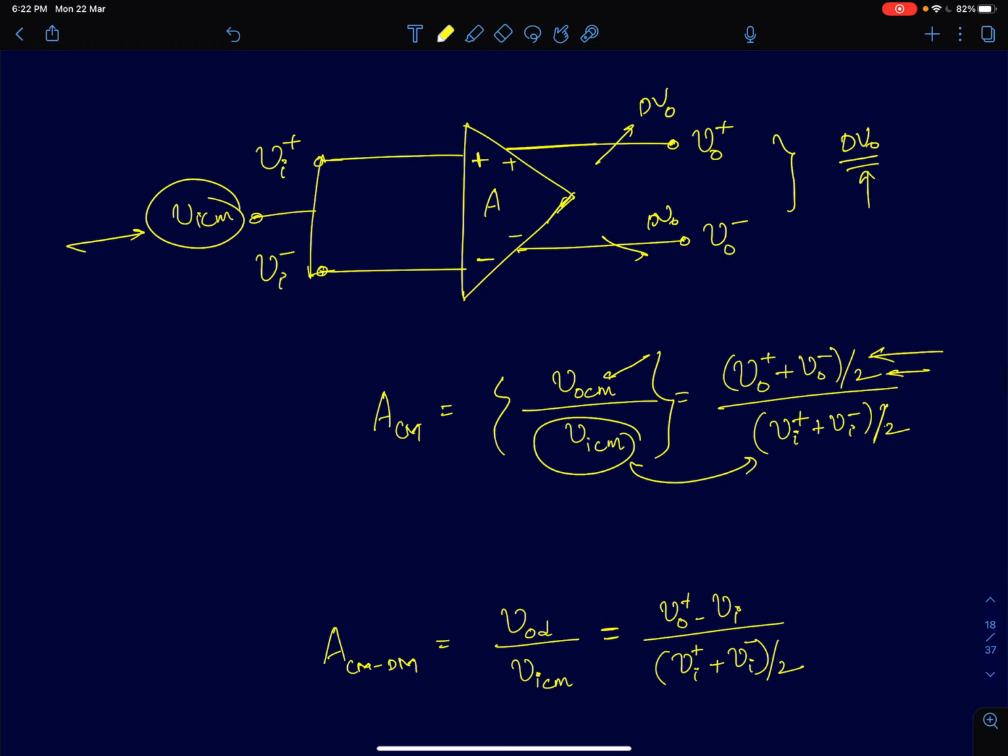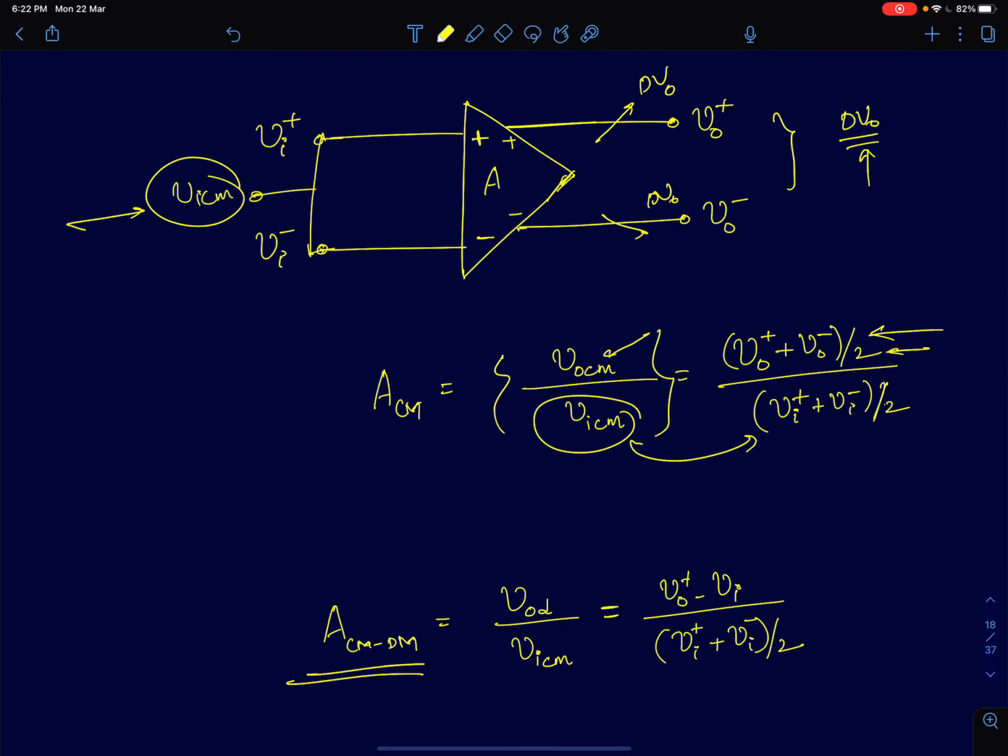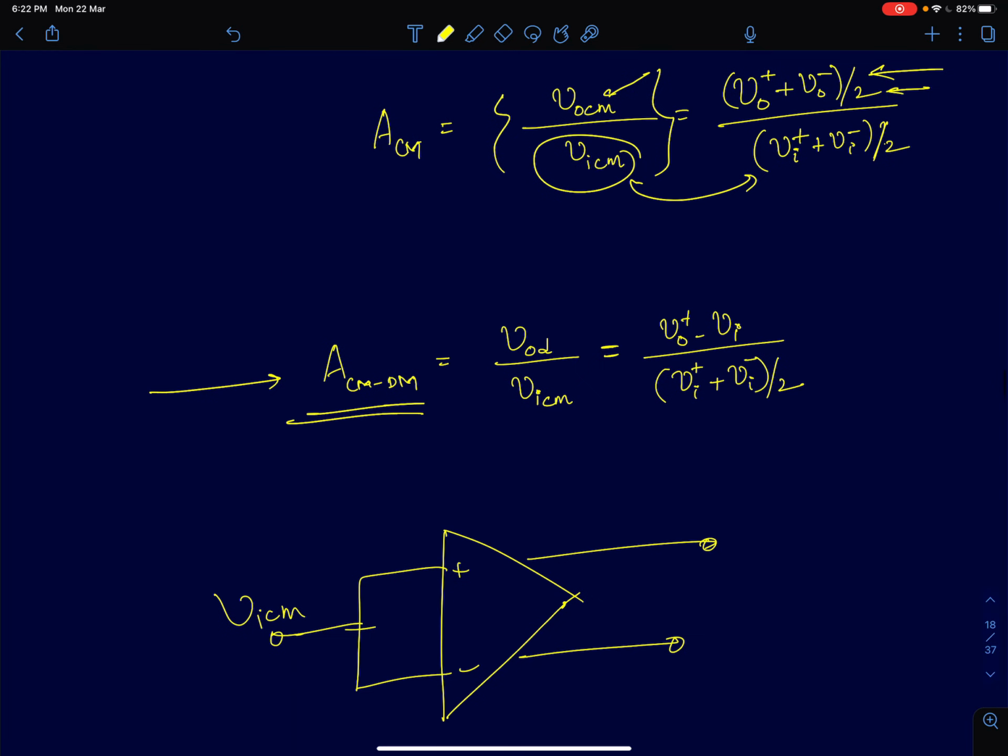The third gain is what we call ACMDM. So this is the differential mode output for a common mode input. We are going to apply the same inputs at both the input terminals, take the output differentially, and see what the output voltage will be in response to a common mode input.